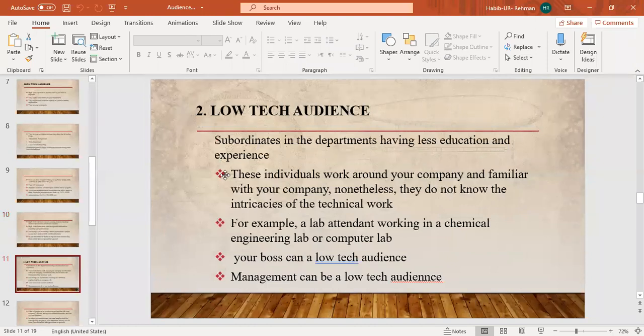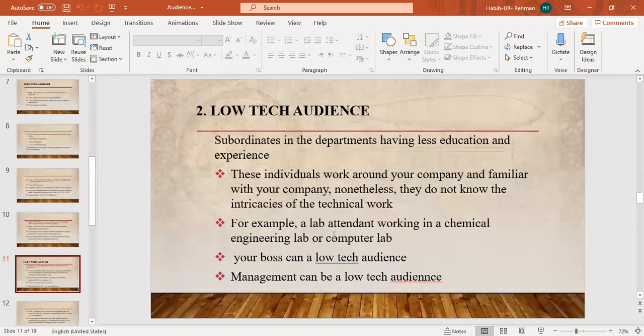So low tech audience are those workers or those people who, though they are familiar with your company, nonetheless do not know the intricacies of the technical work. So low tech audience is those people who are not expert in your field. All right, they might work with you, for example, any technician, any assistant, a person who works for you, but he doesn't know everything about your field. He's not an expert, he's not a high tech person. So that is the audience we call low tech audience.